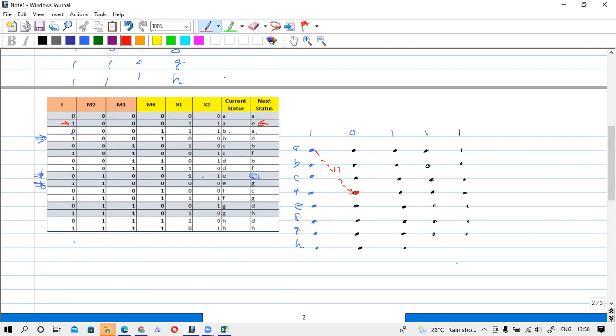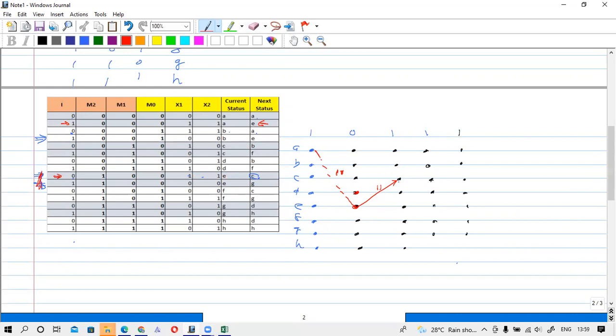Now we are in state E. The output is 1, 1. In this state, the input is 0. If the input is 0, we will move to C, and it is a thick line. So this is C. And what is the output? E to C, that one also 1, 1.